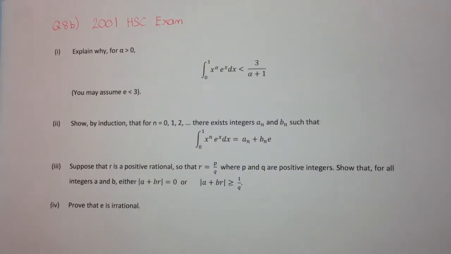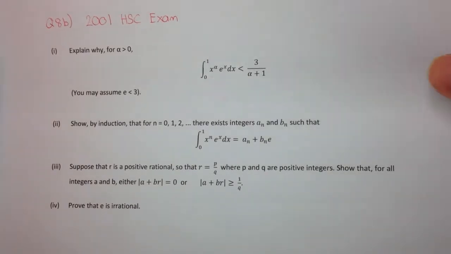Question 3. Suppose that r is a positive rational so that r equals p over q where p and q are positive integers. Show that for all integers a and b, either the absolute value of a plus br equals 0, or the absolute value of a plus br is greater than or equal to 1 over q. And then part 4 says prove that e is irrational. But let's just have a look at part 3 right now.